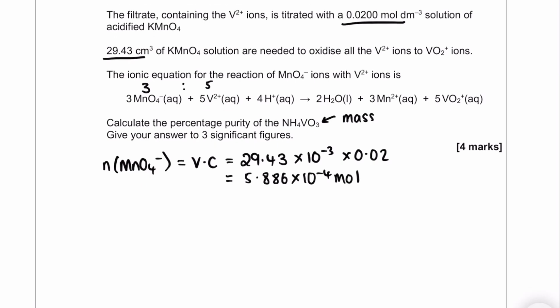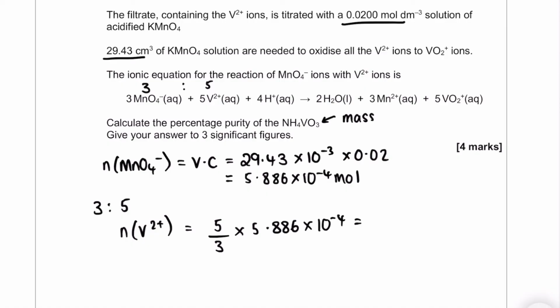Now, using the ratio, 3 manganates need 5 vanadiums, so the number of V2+ would be 5 over 3. We need to go from 3 to 5. So on your calculator, you can work that out. 9.81 times 10 to the minus 4.